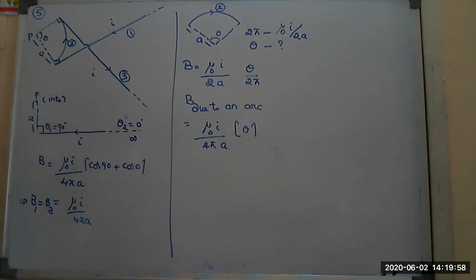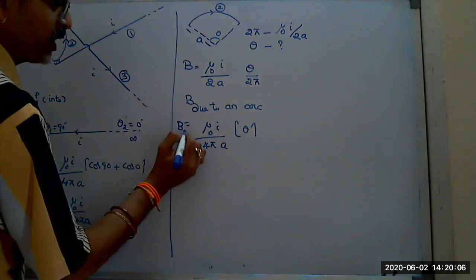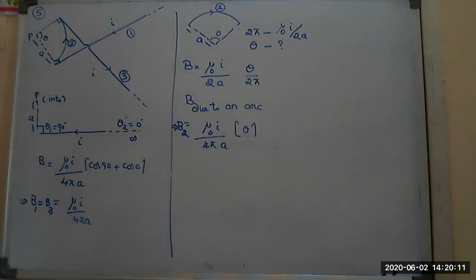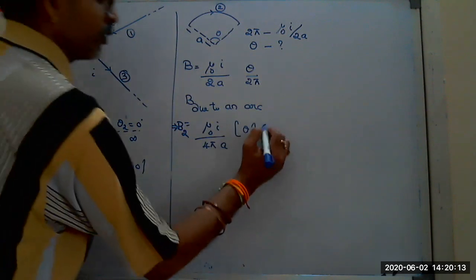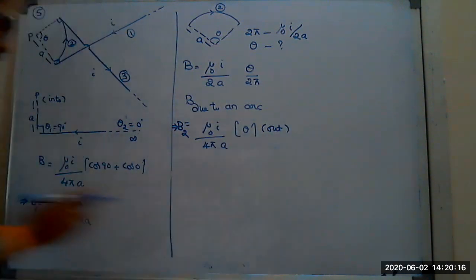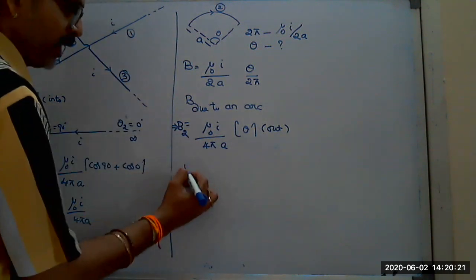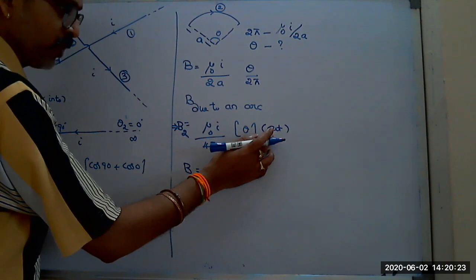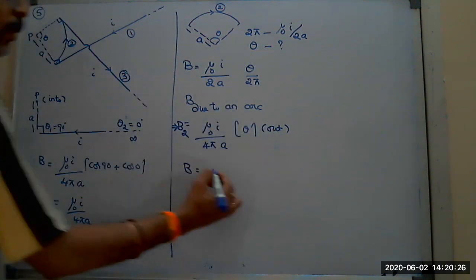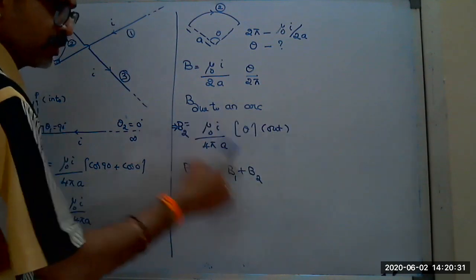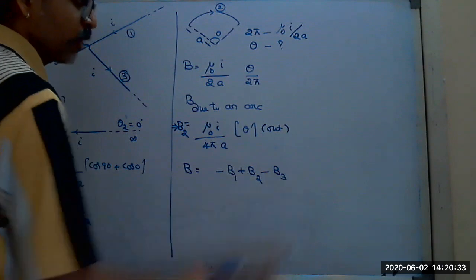Exactly the same thing you can apply here. Why? Because the radius is here and the angle is exactly theta. That's why B2 equals mu naught I by 4 pi A into theta, but it is outwards. These two B1 and B3 are into the page, whereas B2 is out. So taking outwards as positive and into as negative, net B is minus B1 plus B2 minus B3.